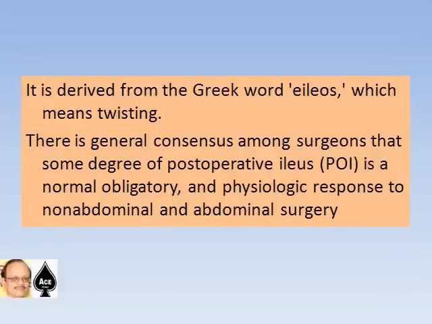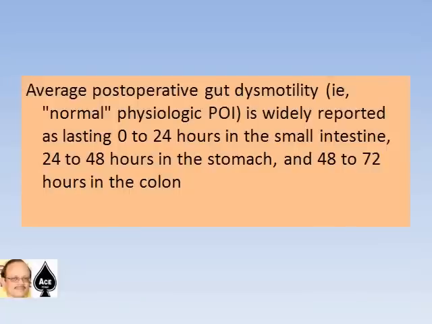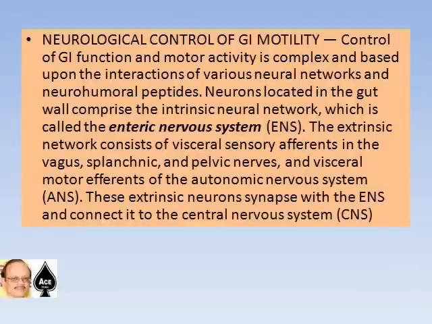There is general consensus among surgeons that some degree of postoperative ileus is a normal, obligatory, and physiological response to non-abdominal and abdominal surgery. Average postoperative gut dysmotility, that is normal physiologic POI, is widely reported as lasting 0 to 24 hours in the small intestine, 24 to 48 hours in the stomach, and 48 to 70 hours in the colon. Neurological control of the GI motility also has to be understood.